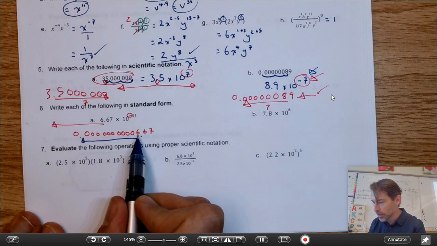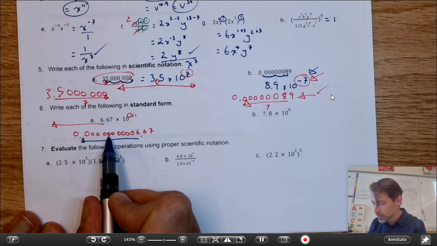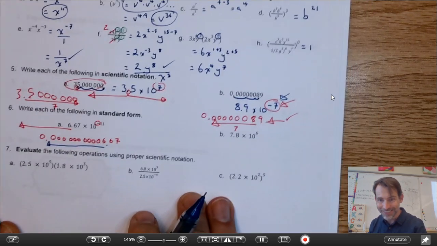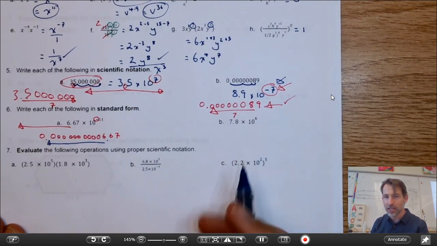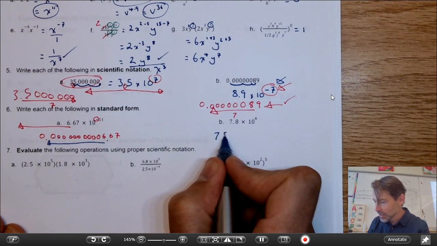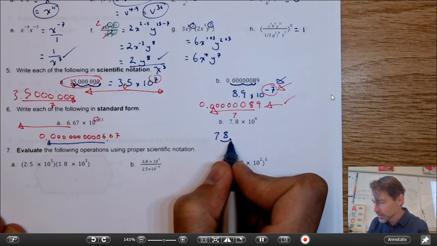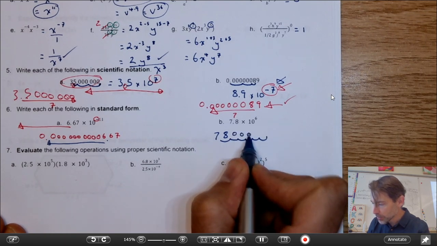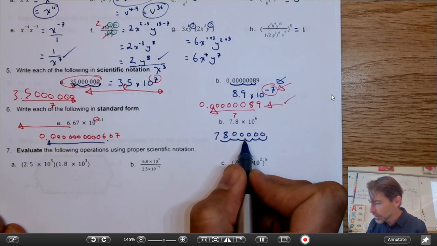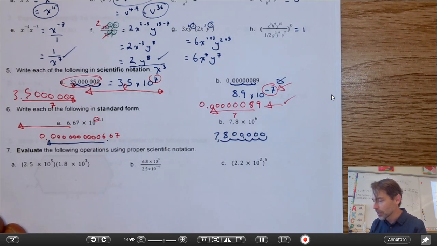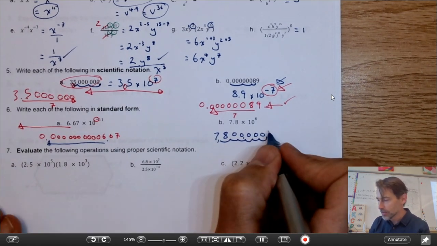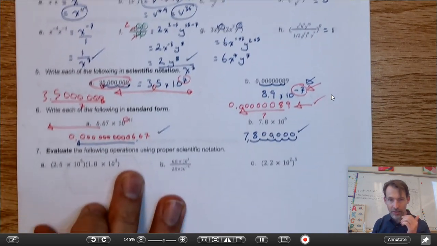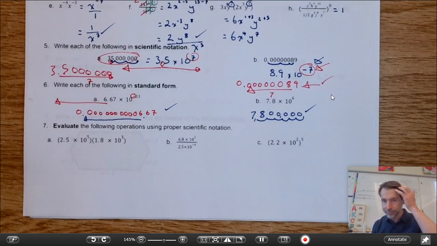And you could count them. Check. 1, 2, 3, 4, 5, 6, 7, 8, 9, 10, 11. We're good. Over here, 7.8 times 10 to the 6. 7, 8. That's 1, 2, 3, 4, 5, 6. And then you could put in your little commas to make that very clear. 7,800,000. Cool. So that's writing things in standard form, writing things in scientific notation.